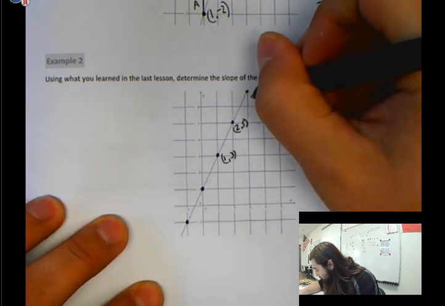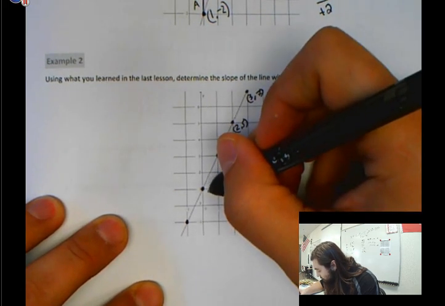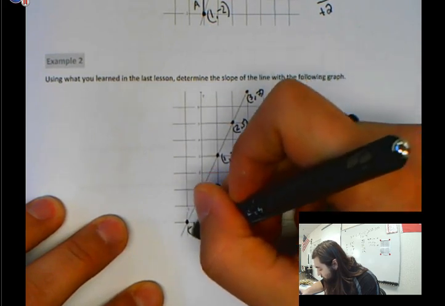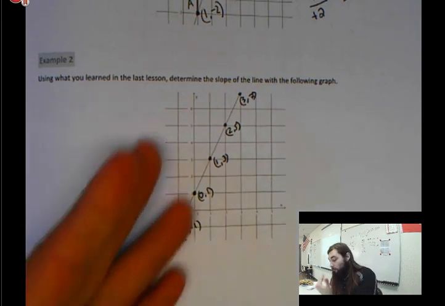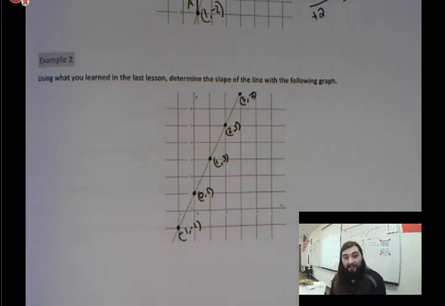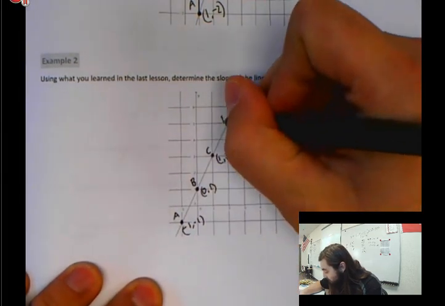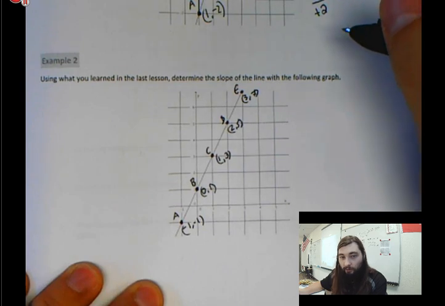This one is at 3, 7. This one is at 0, 1. And this one is at -1, -1. Again, pretty straightforward. We just label a bunch of the points, we can pick any of these points. We actually have 5 of them to choose from: A, B, C, D, or E.